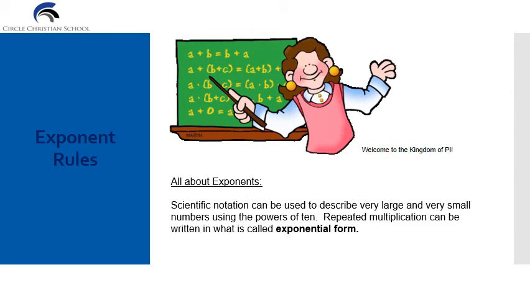Exponents are very powerful things. They describe a real number that has a base and a power to it. Scientific notation is one of those things that describe very large, very small numbers using the powers of 10. Anything that has repeated multiplication to it can be written in what we call exponential form. You'll find a set of the exponent rules in your book.